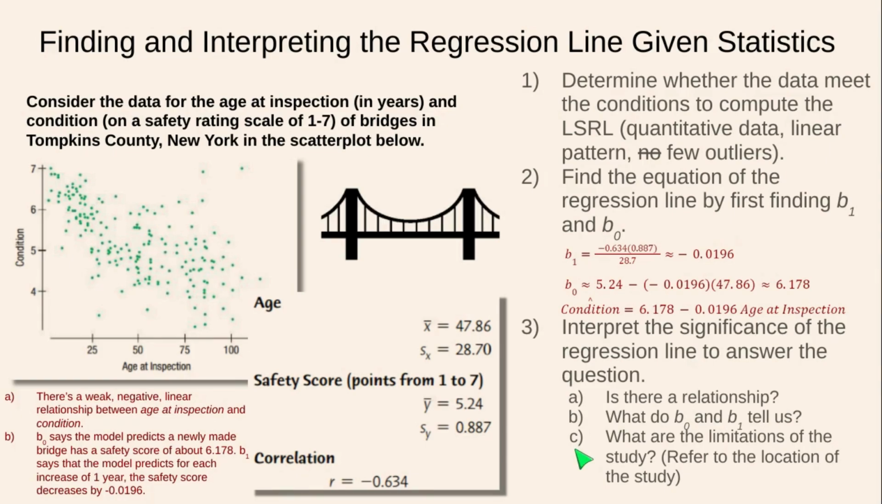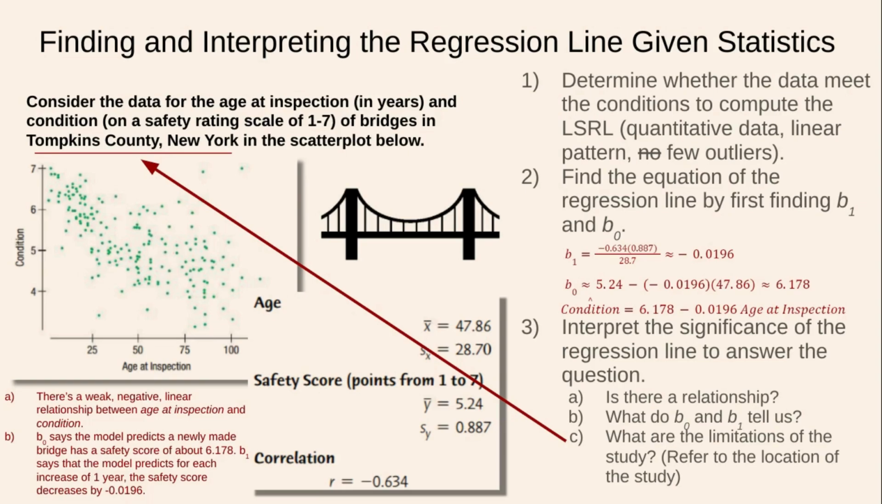So, part C. What are the limitations of the study? This is a common question in statistics. We can't just take information and apply it anywhere we would like to apply it. Okay, we need to look at where this study should be applied and apply it no further. So we're going to refer to the location of this study. This study was done in Tompkins County, New York. So we should only apply it to that area, okay? We may take this information and apply it to places around Tompkins County, perhaps in climates similar to Tompkins County.